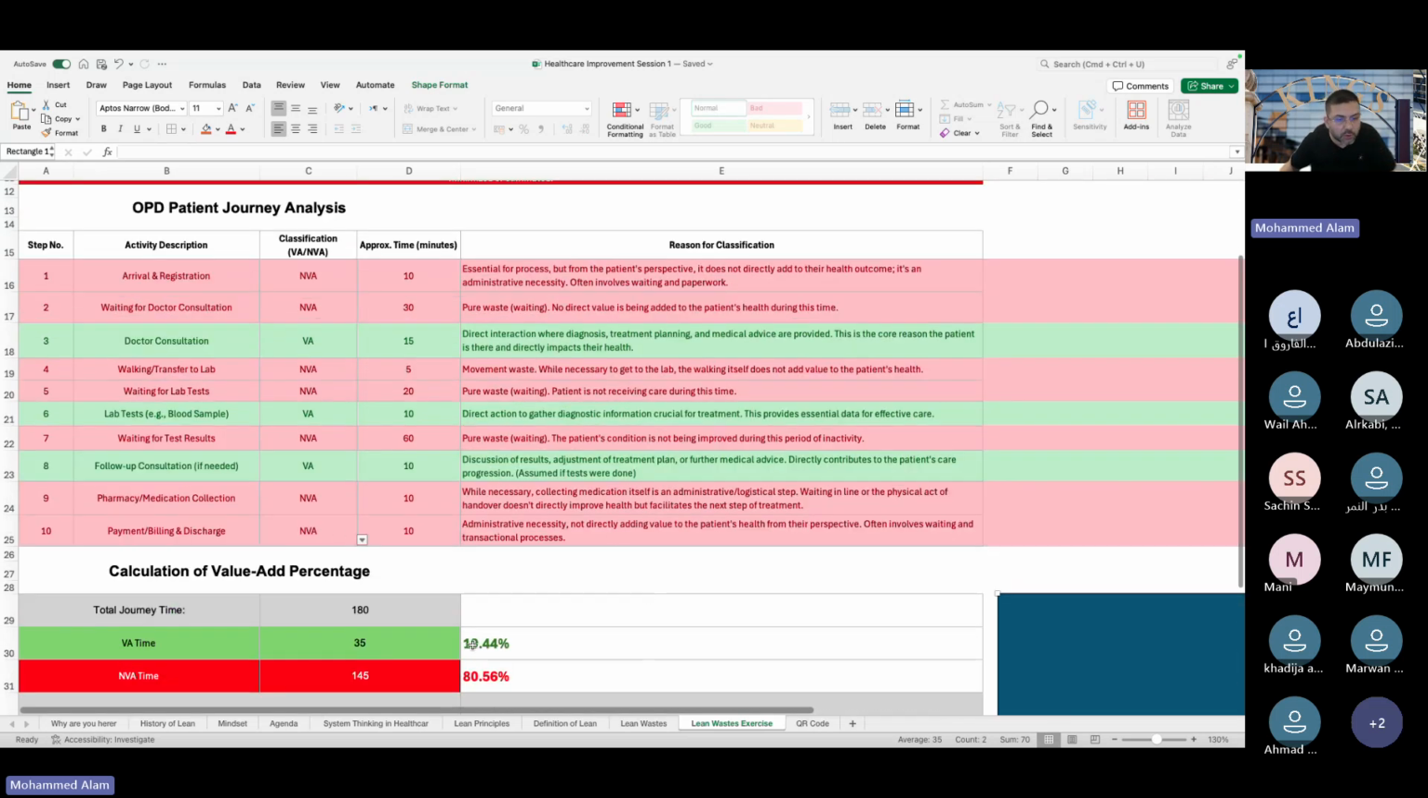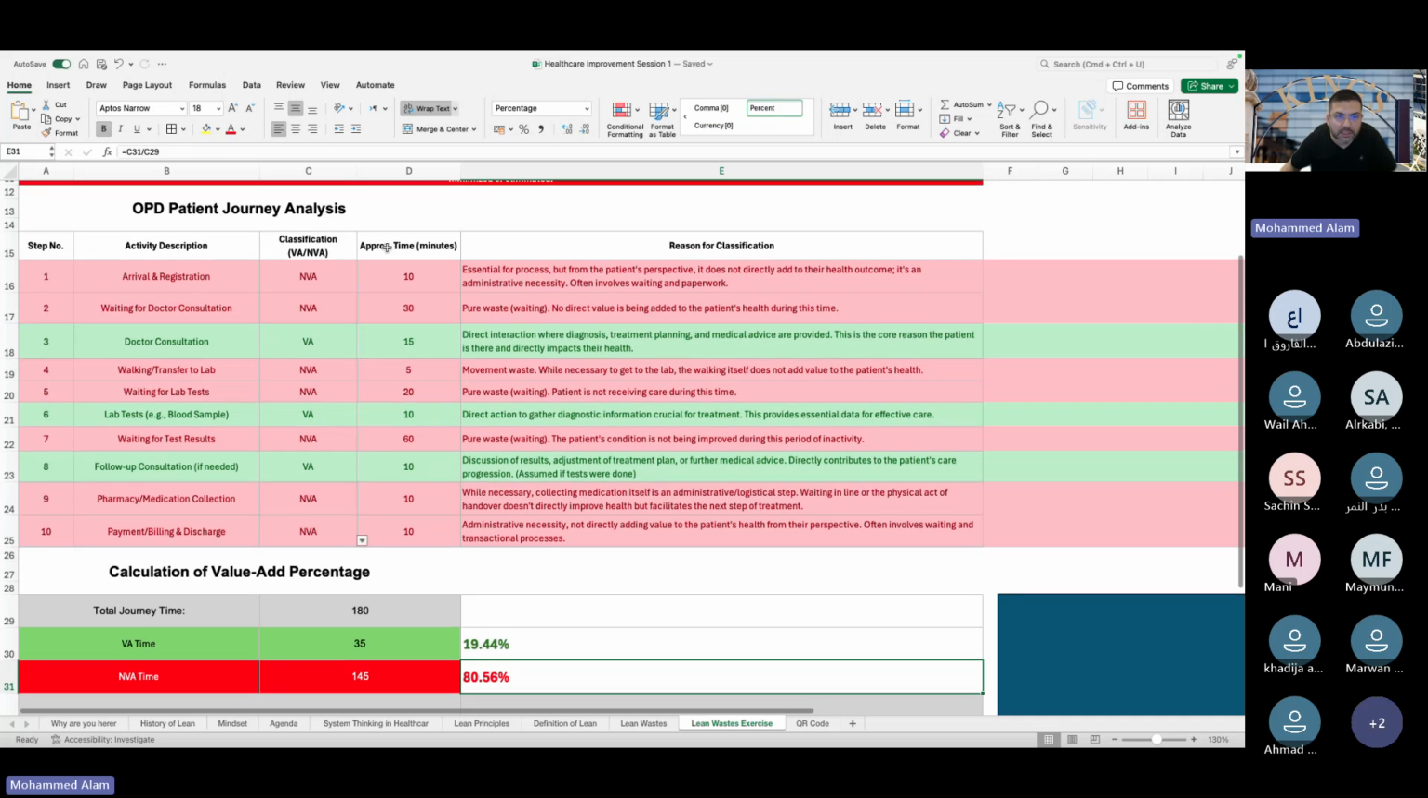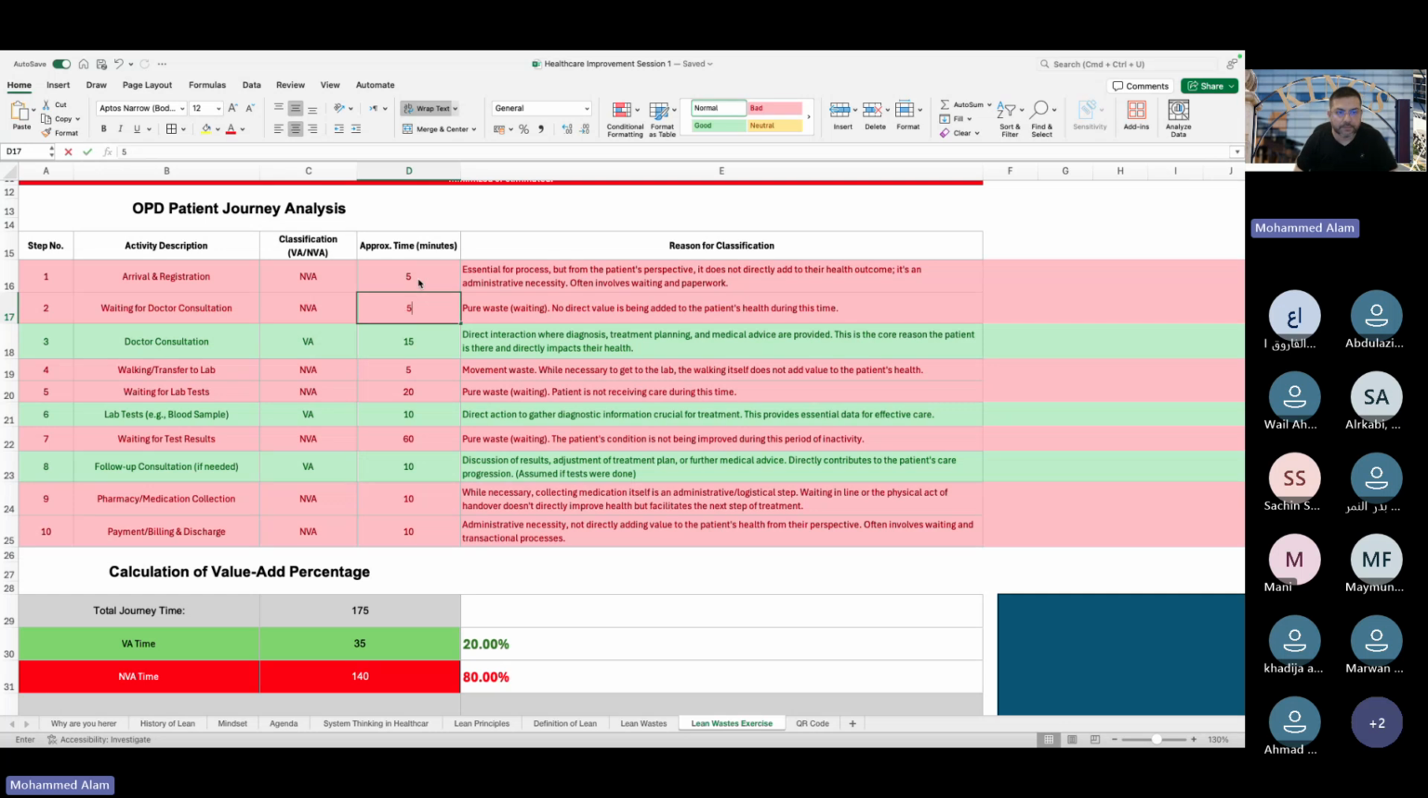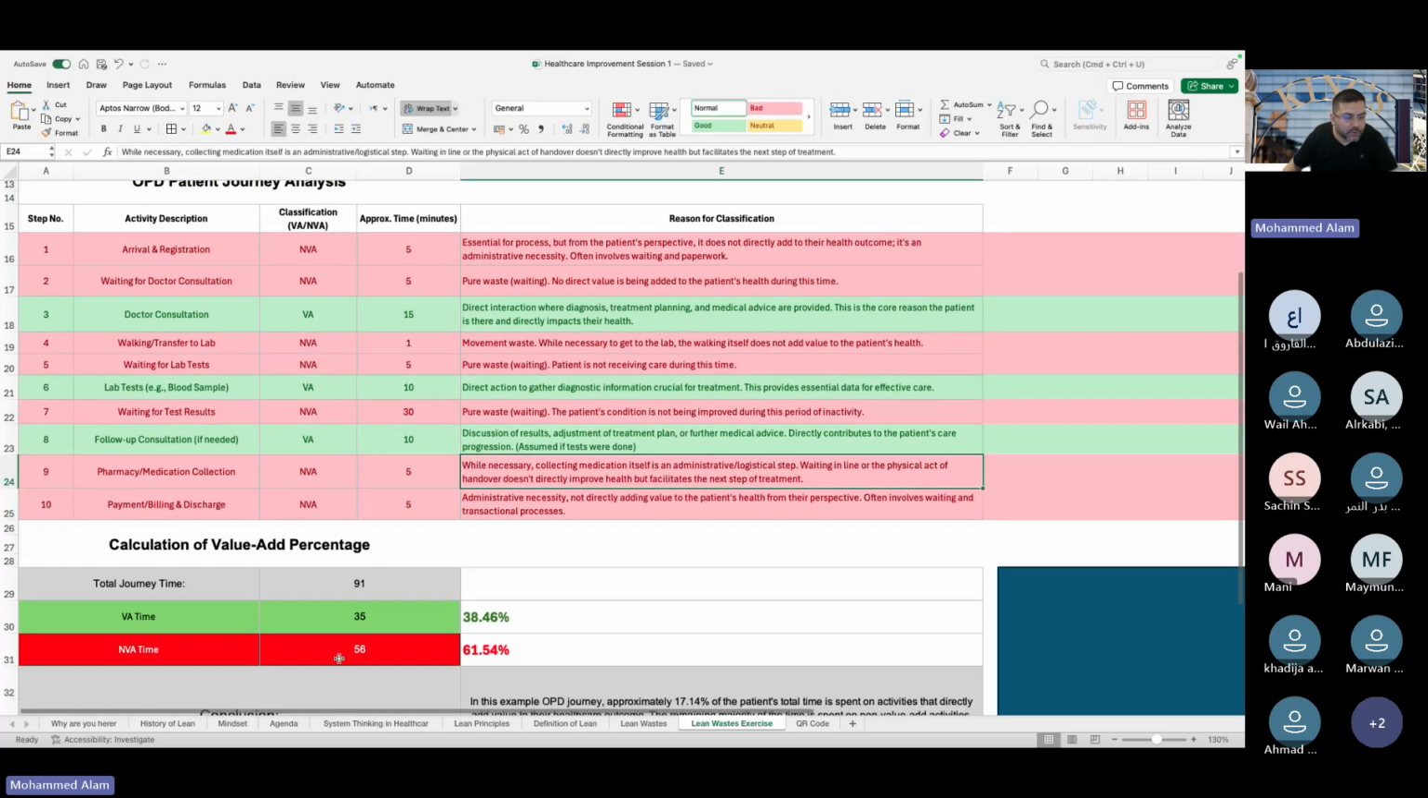Now the question is not to make this zero. The question is, can you do something to reduce it? Can you reduce this to 30 minutes? Can you reduce this to 5 minutes, so that you reduce the non-value time from 83% to 61%?